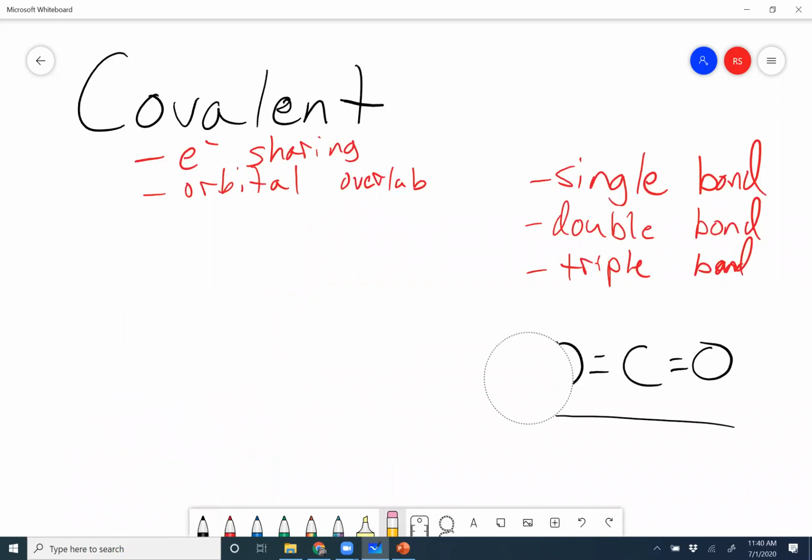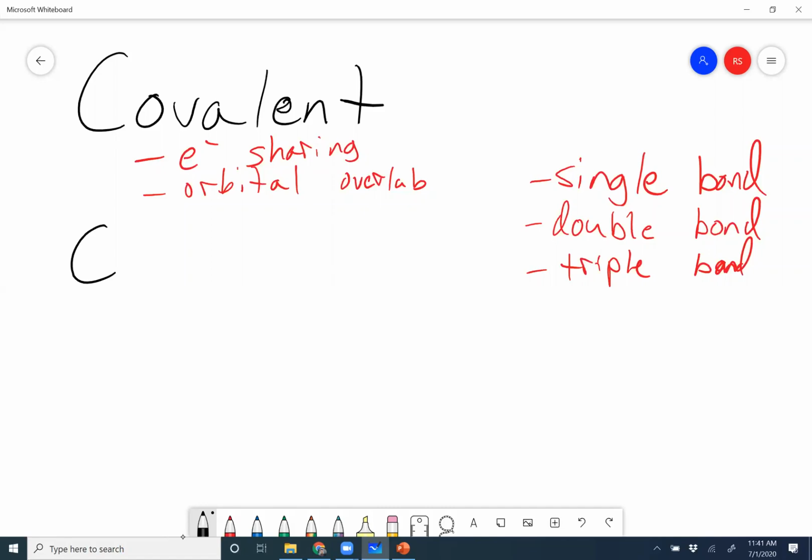So say, for instance, the problem asks you, what is the structural formula of C2H6? Or what is the Lewis dot structure of that? How do you set this up? Where do you start?